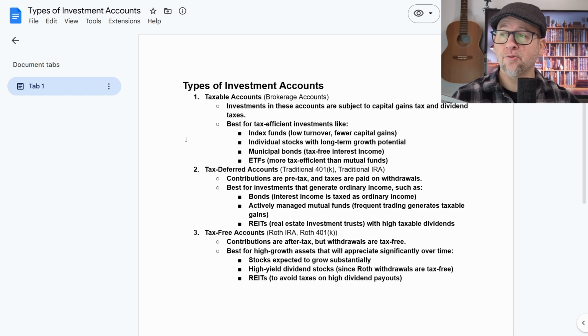Number 3, tax-free accounts like Roth IRA and Roth 401k. Contributions are after tax, but withdrawals are tax-free. Best for high-growth assets that will appreciate significantly over time. Stocks expected to grow substantially. High-yield dividend bonds, since Roth withdrawals are tax-free, and REITs to avoid taxes on high dividend payouts.